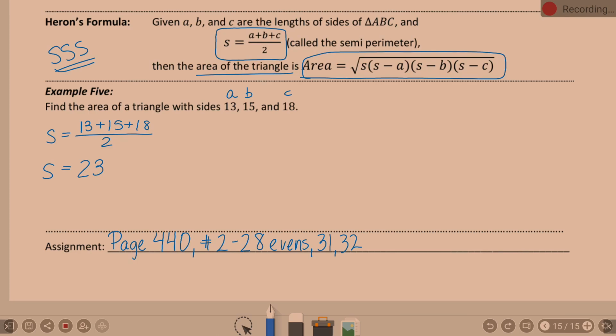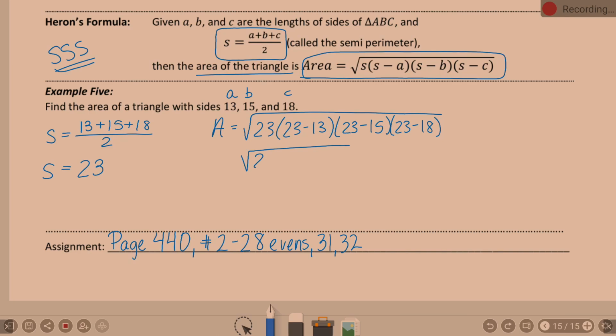Now, find your formula, folks. We're filling in your formula. Area is the square root of S, which is 23, times S minus A, so 23 minus 13, times S minus B, so 23 minus 15, times S minus C, so 23 minus 18. You can go straight to the calculator, or you can do some cleanup by hand. It's going to be the square root of 23 times 10 times 8 times 5, if I'm not messing up my mental math. And at that point, I'm in for the calculator.